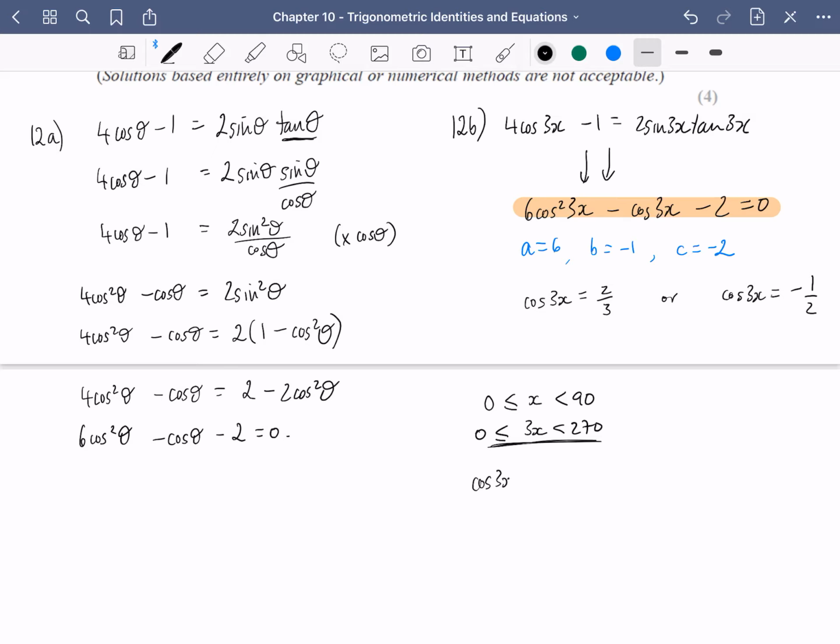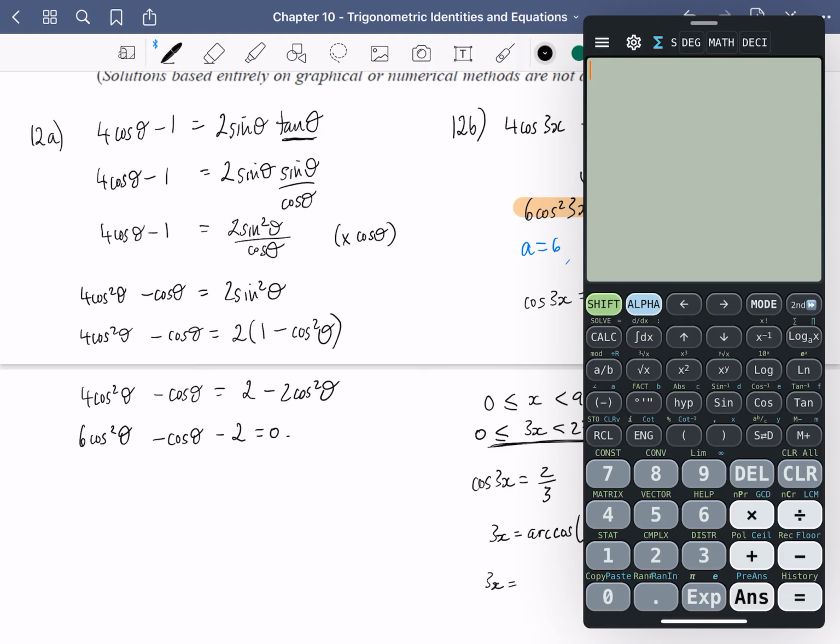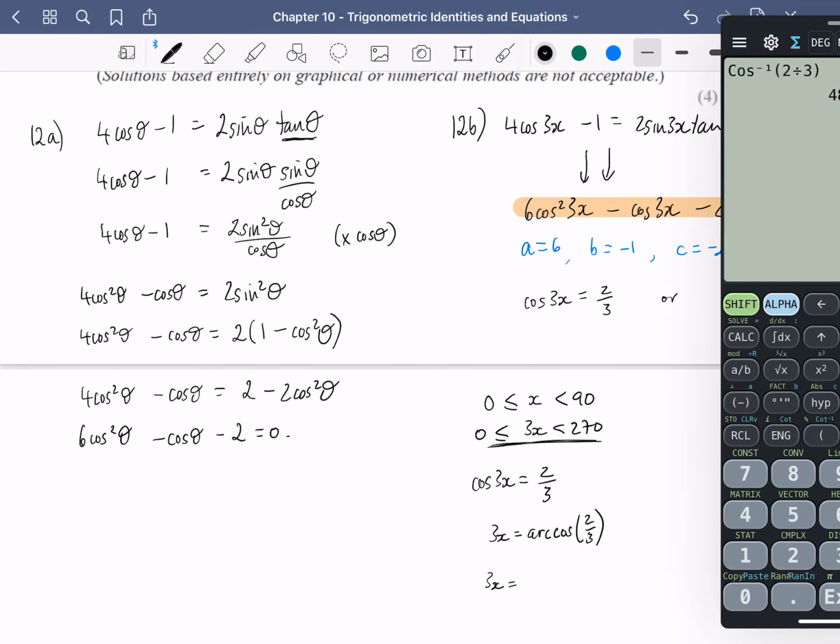Let's start off with cos of 3x equals 2/3. So we will do the inverse cos of 2/3, which is 48 point. I'm going to just do a couple of decimal places here because we're going to be doing some division. So I'm going to do 48.19.